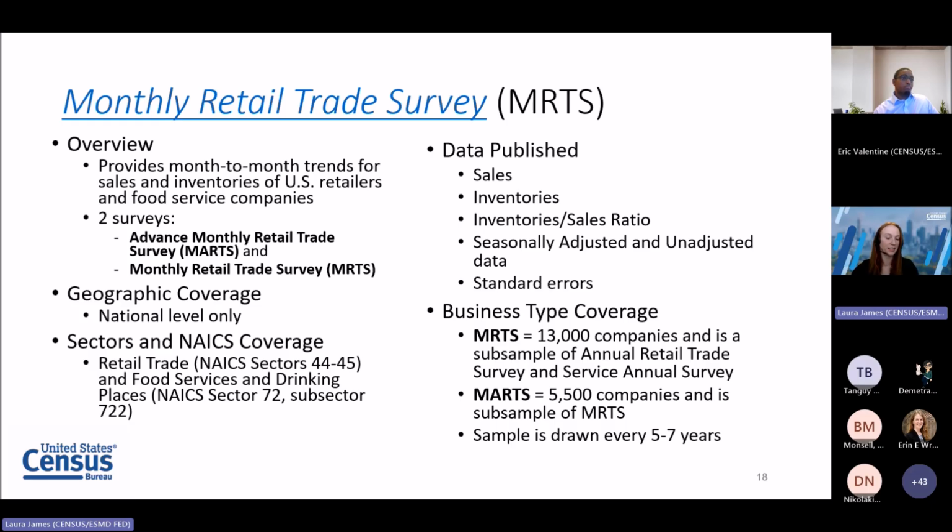These surveys publish on the national level, and some of the items that we publish are sales, inventories to sales ratios, measures of error, seasonally adjusted data, and unadjusted data. Again, this covers the retail trade sectors, so that's NAICS sectors 44 and 45, as well as food services and drinking places, which is NAICS sector 722. This survey, MRTS, consists of about 13,000 companies, and it's a subsample of our annual retail trade survey. And then MARTS is a further subsample of MRTS, and that one consists of about 5,500 companies. And we redraw that sample every 5 to 7 years.